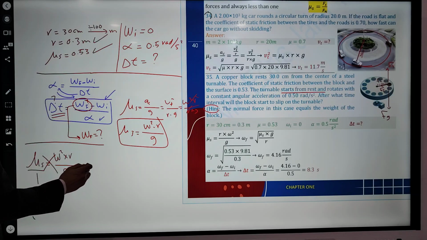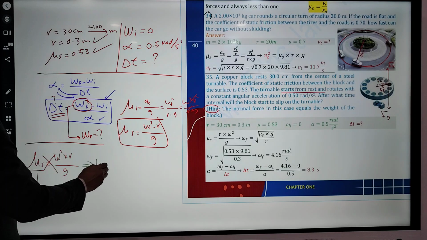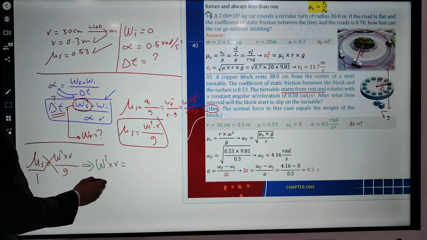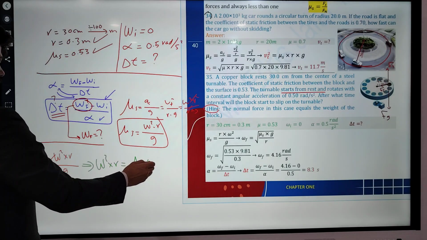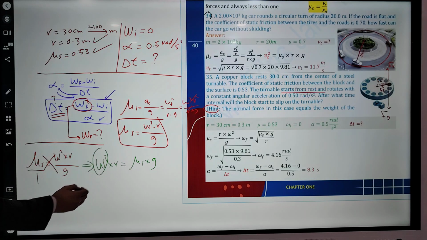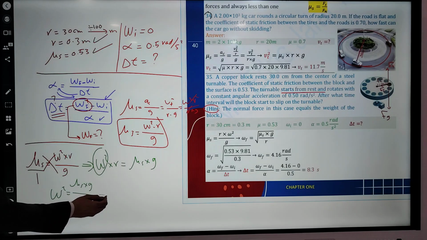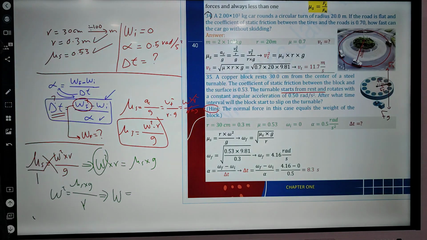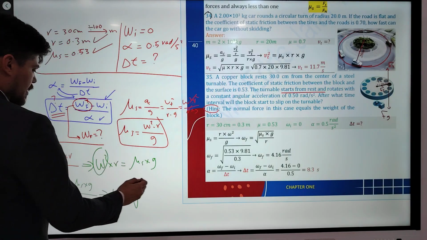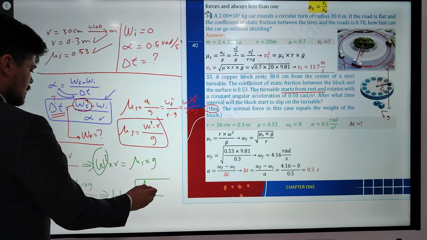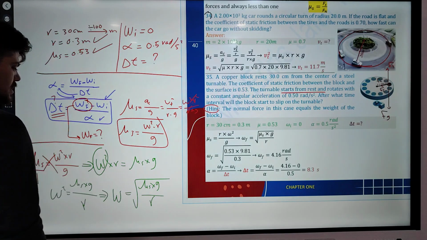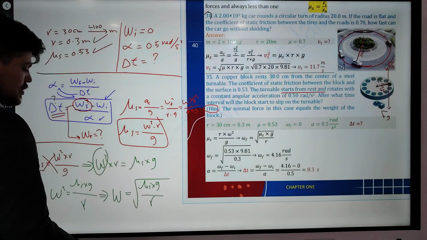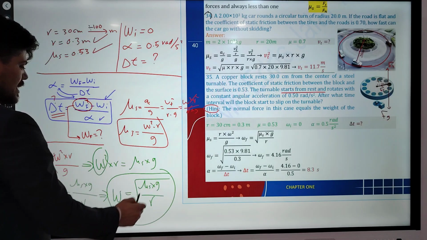Okay? So the equation becomes like that. 1 times omega squared r is equal to mu s times g. What is unknown? Omega. Omega squared is equal to what? Mu s times g over r. Take the square root or radical to both sides. What remains here? Absolute angular speed remains, which is equal to the radical of mu s times gravity over distance from the center, from the axis of rotation.